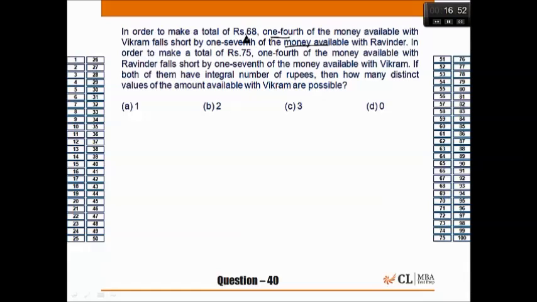In order to make a total of 68, 1/4 of the money available with Vikram falls short by 1/7 of the money available with Ravinder. So we need to make 68. Vikram had 1/4 of the money available, and it fell short to make 68. How much does it fall short by? It falls short by 1/7 of the money available to Ravinder. Okay, this is 68. In order to make rupees 75, 1/4 of the money available with Ravinder falls short by 1/7 of the money available with Vikram.